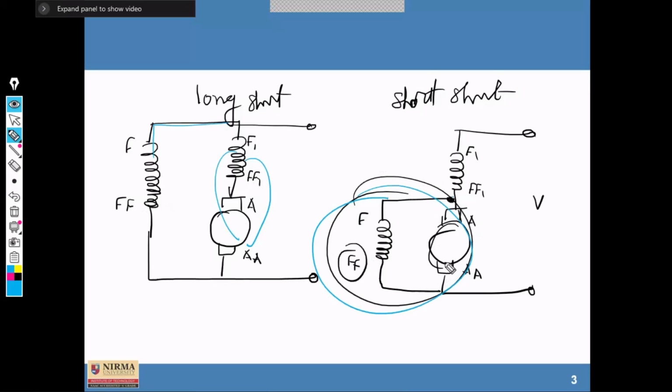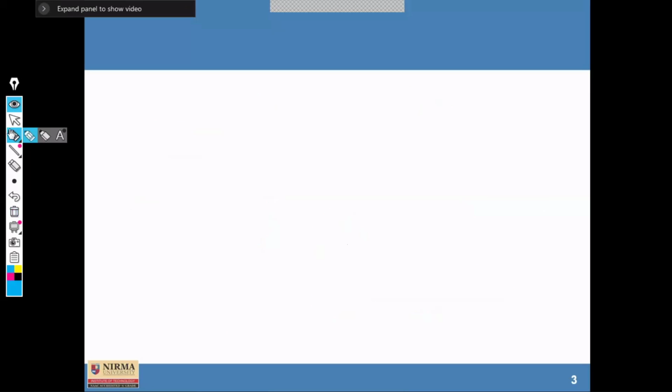So in the examination, if it is asked, you can draw this, and we can opt for this kind of machine for both the different characteristics of shunt as well as series. So it is a combination of both the series and shunt. Done. So these are the various machines.